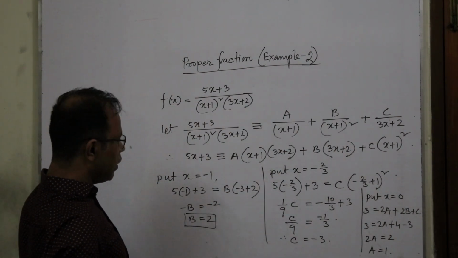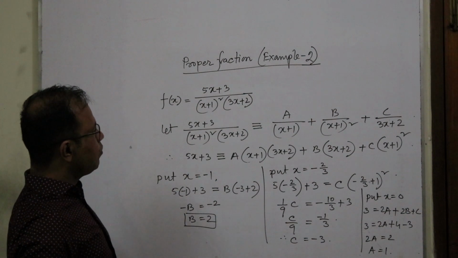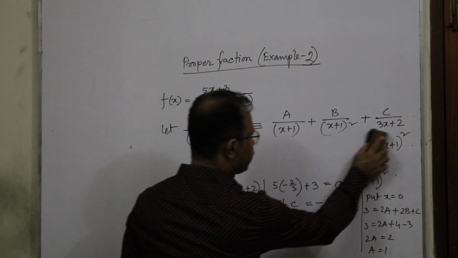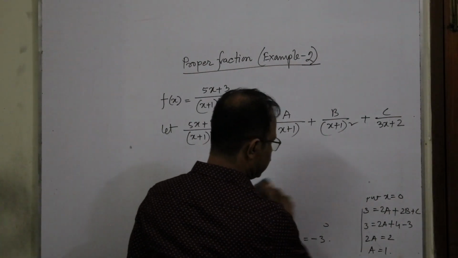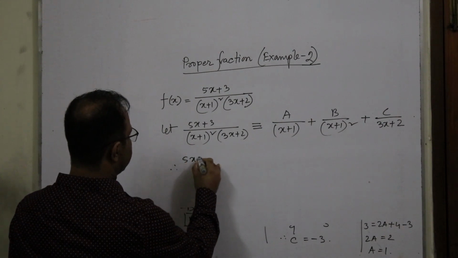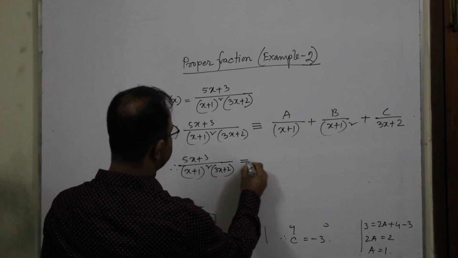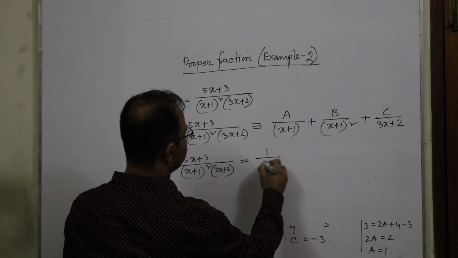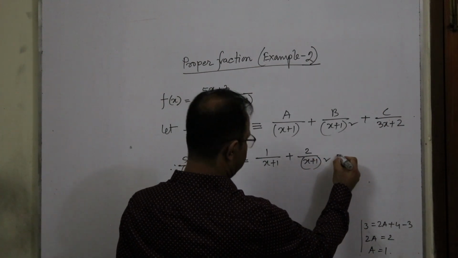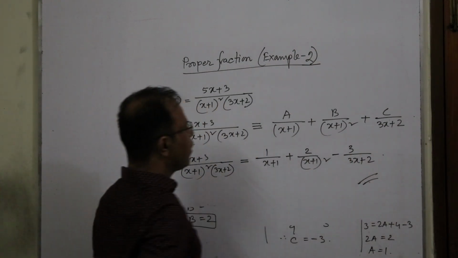If we substitute these values, a equals 1, b equals 2, and c equals minus 3, in the top line, then it gives the partial fraction of this expression. Therefore, 5x plus 3 over x plus 1 whole square times 3x plus 2 equals a, which is 1 over x plus 1, plus b, which is 2, over x plus 1 whole square, minus 3 over 3x plus 2. This is the partial fraction of this expression.